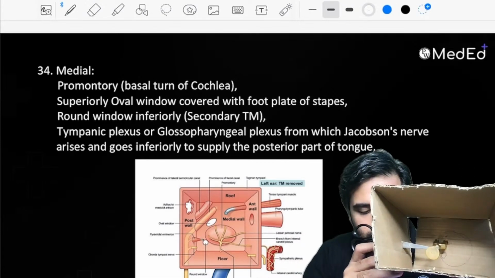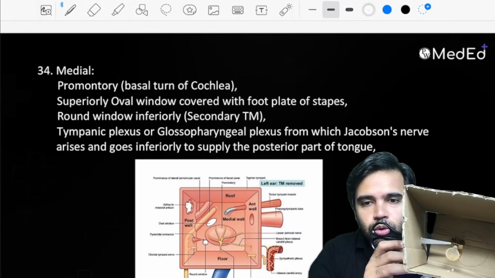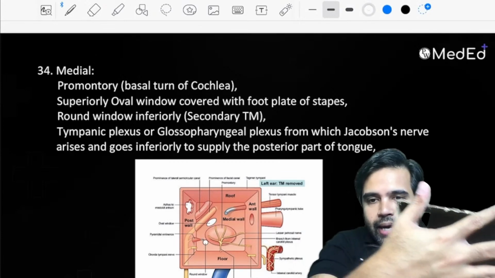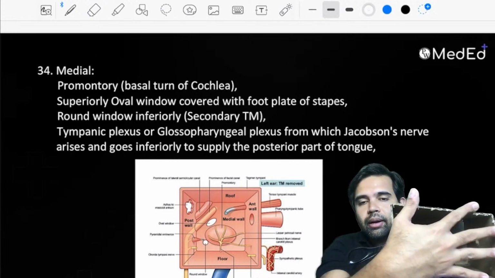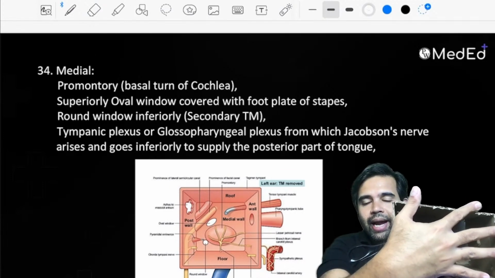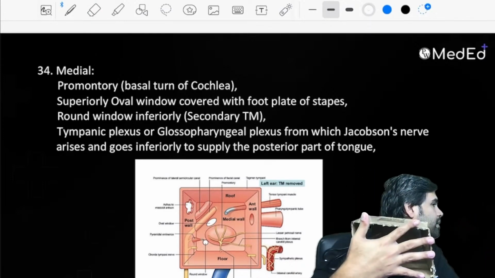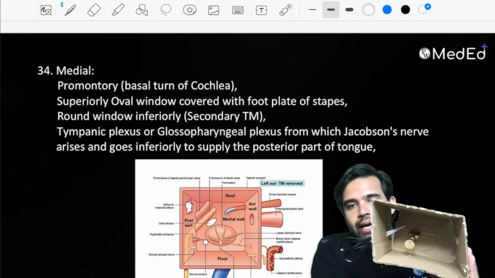But just to recap, because slowdown is asking me to slow down a bit, I will tell you what the boundaries of the middle ear are again. So this is where my hand is. This is the lateral wall, this is where the eardrum is. This is the right middle ear. Lateral wall, tympanic membrane.